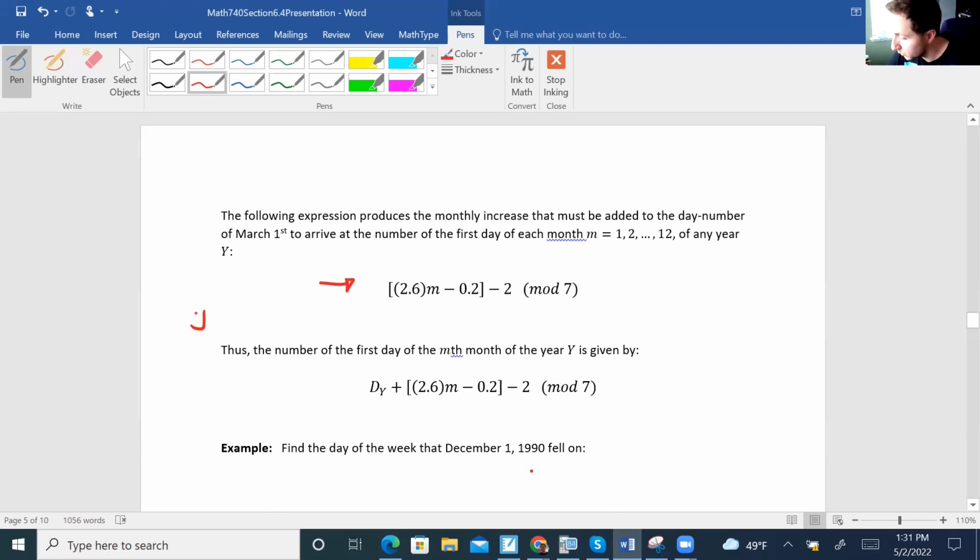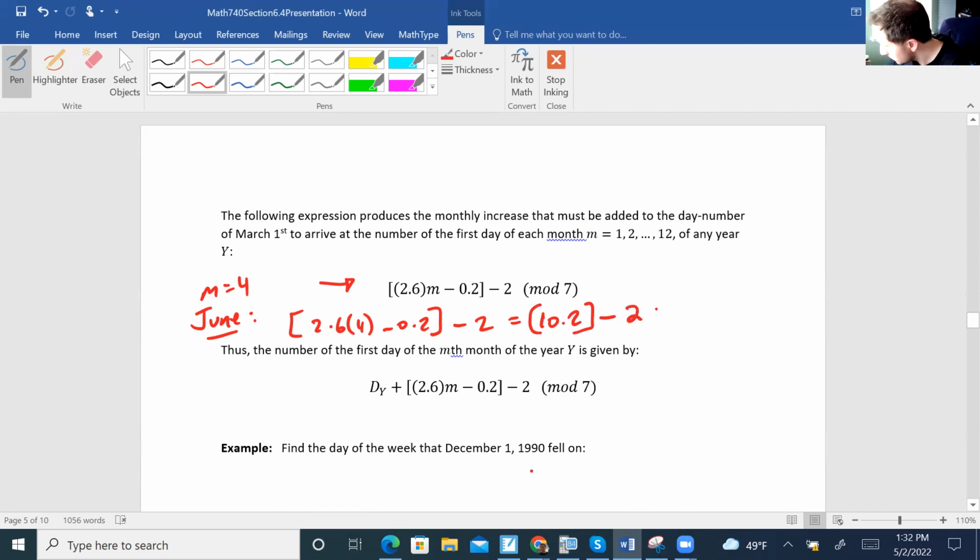So let's try that with June real quick, just to make sure that it confirms what we found before. March is 1, April is 2, May is 3. So June would be m equals 4. So let's try this with m equals 4. 2.6 times 4 minus 0.2 is 10.2, greatest integer is 10, minus 2. So this would be 10 minus 2, which is 8. And we know 8 is congruent to 1 mod 7. So it still confirms it's a 1-day difference in the weekdays. You could try this with any month if you want.